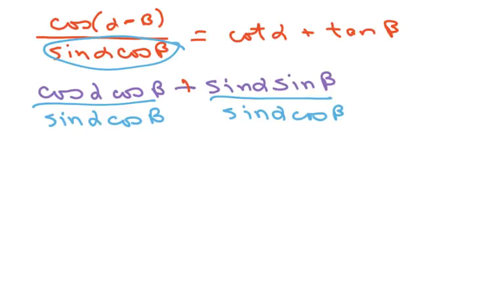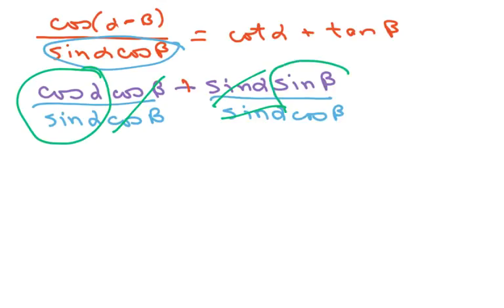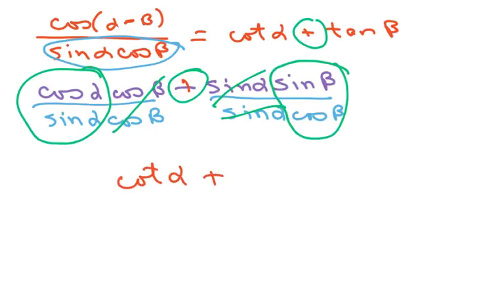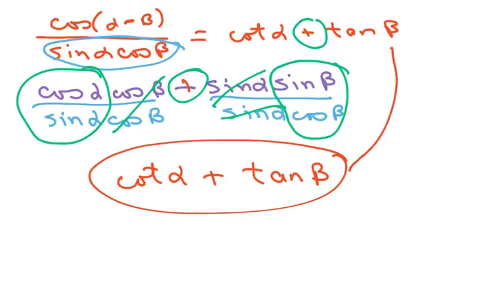Okay, so these two cancel, and that cancels with that. So we're left with this part and this part. And now we have our plus. So we have cosine over sine is cotan. So we have cotan of alpha plus, and sine over cosine is tan. Tan of beta is my angle, and they matched up.